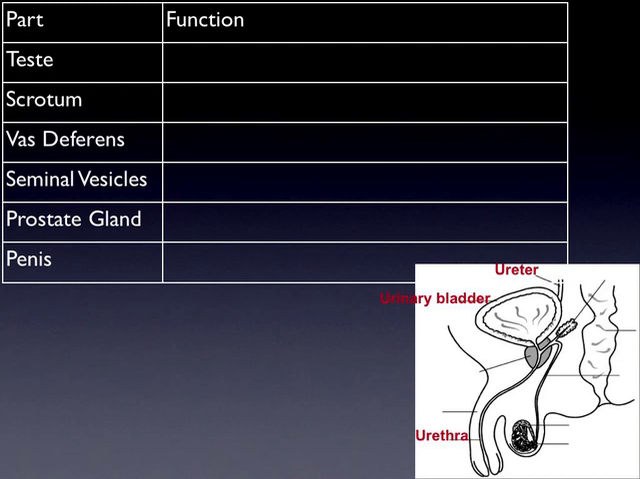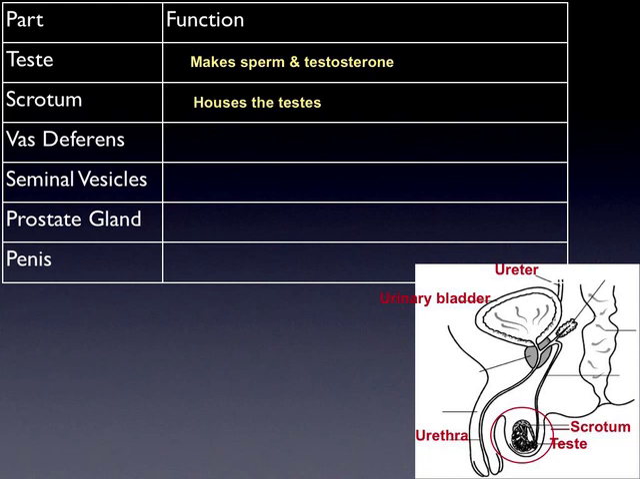So if we start off in the testes down here. Okay, there's two of them, a left and a right. So in the side view, only one of them is shown. And the testes produce sperm and testosterone. They're held outside of the body, in the scrotum, a pouch of skin that houses the testes.